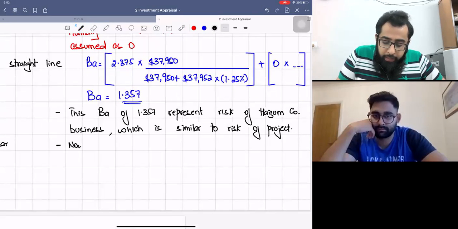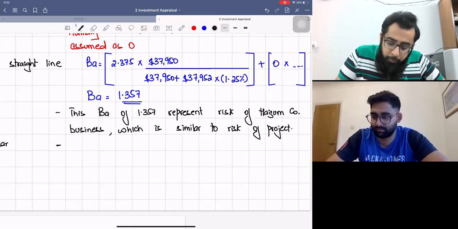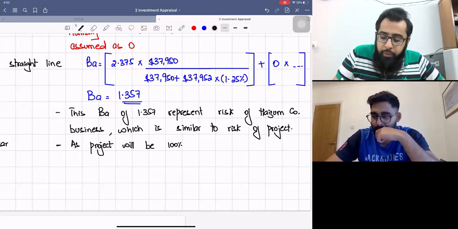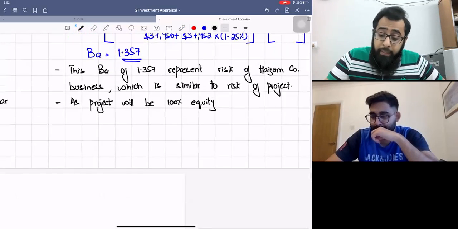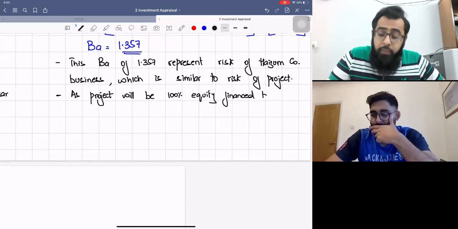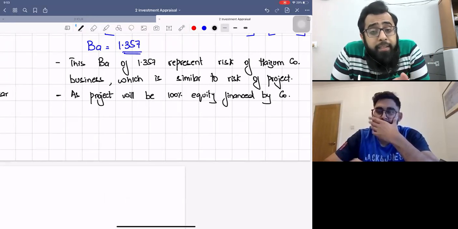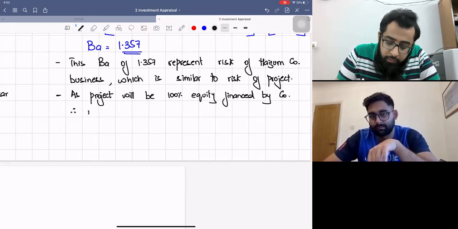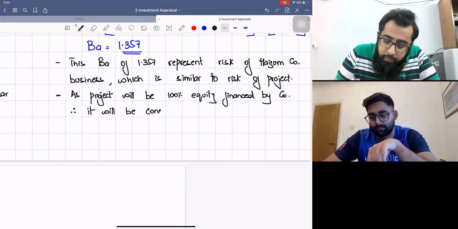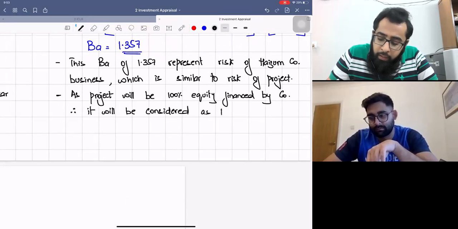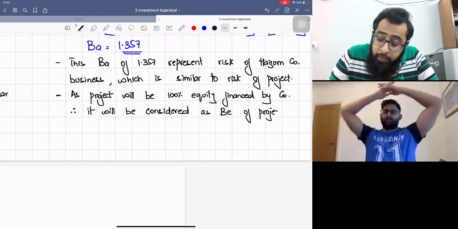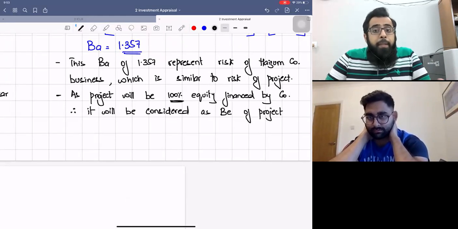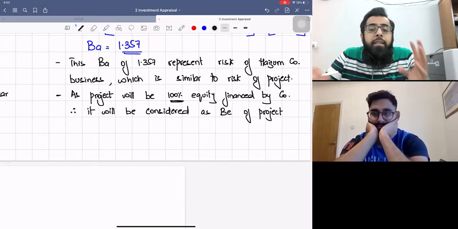Now, as the project will be 100% equity financed by the company, therefore it will be considered as beta equity of the project. I'm repeating it again. How have you assumed that we're investing 100% equity? Because the company is becoming the owner of this project. The company is investing the funds in the project.